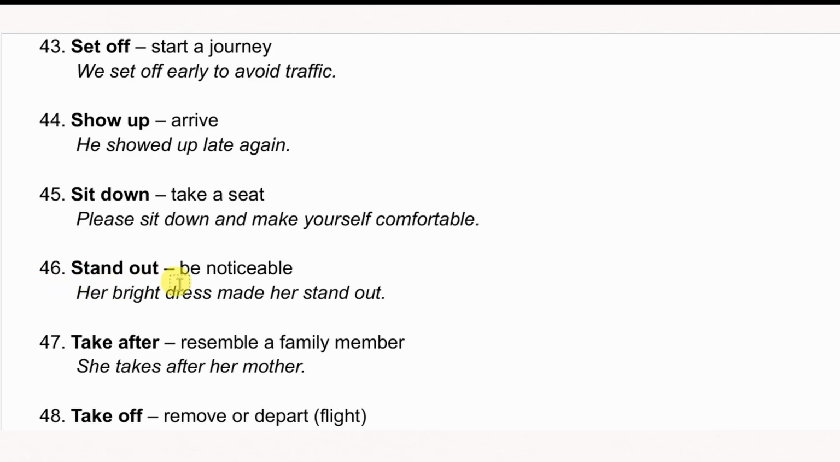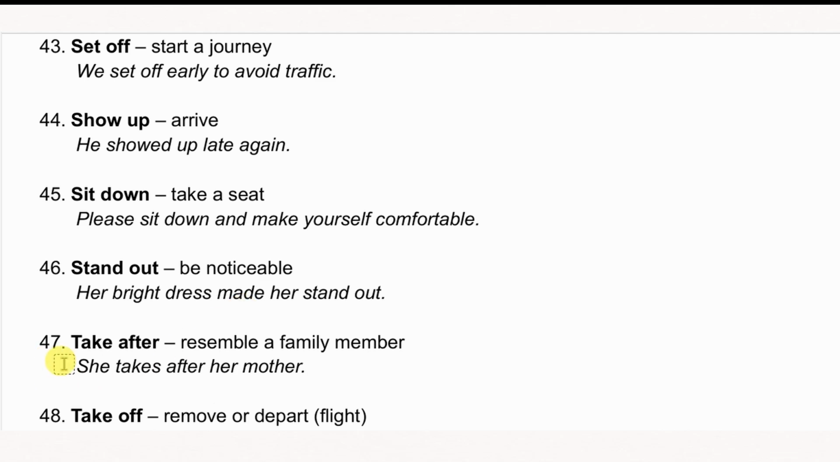46. To stand out. To stand out, this is to be noticeable. Her bright dress made her stand out. So someone who stands out is someone who can be noticed by everybody, who can be seen, visible. So her bright dress made her stand out, which means that this girl was noticeable because of the bright dress that she was wearing.